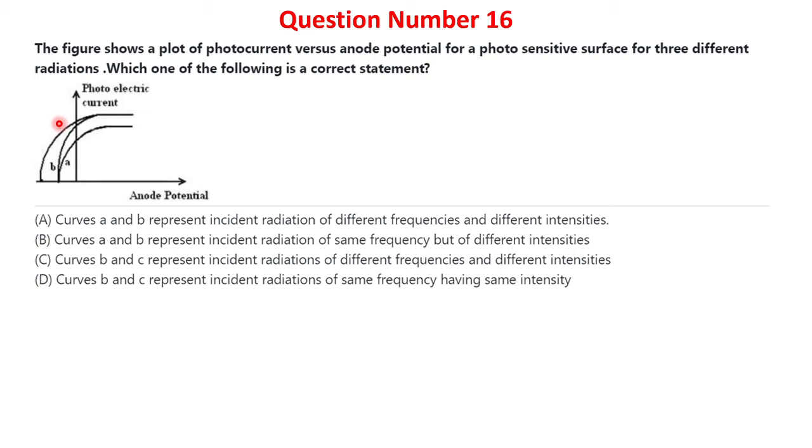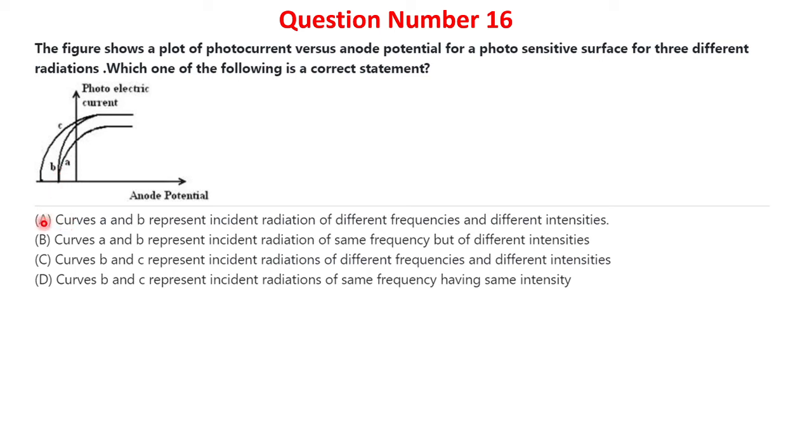Curves B and C finish at the same level, that means they have the same intensities, whereas A and B finish at different levels, so they are for different intensities. But the starting point is the same, that means they are meant for the same material, that is, the cutoff voltage is the same.